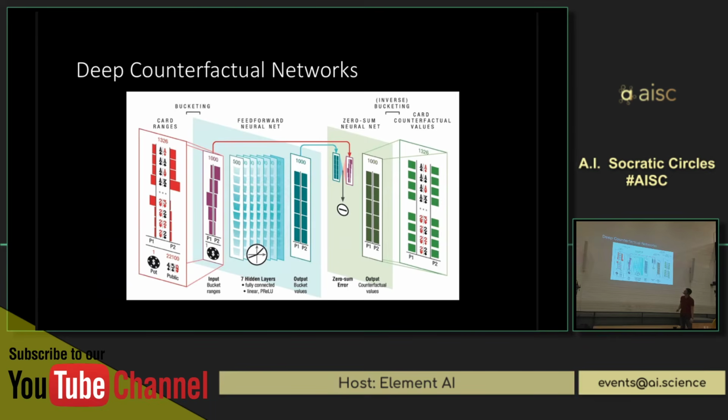So the main thing is, again, the inputs of the neural network, your features, if you will, are going to be your card ranges. So the probability distribution over every possible hand, I'm saying for both players, the current pot, and the public cards. And then what you're going to output are those counterfactual values. So the output is two vectors, one for each player: the counterfactual value for each possible hand for player one and player two.